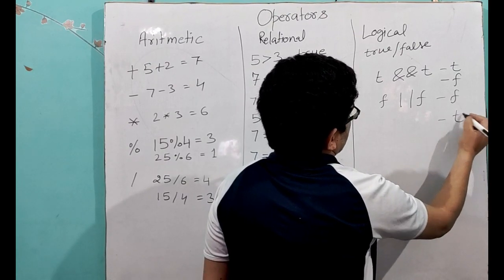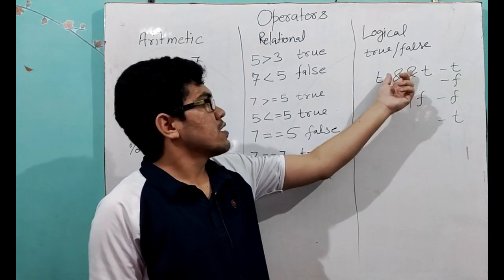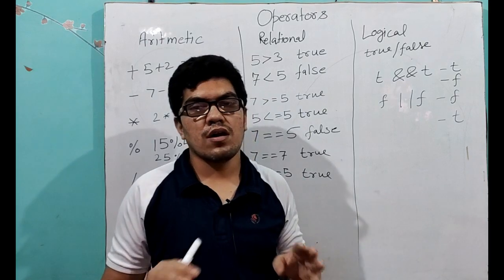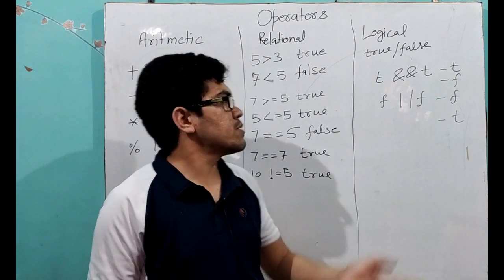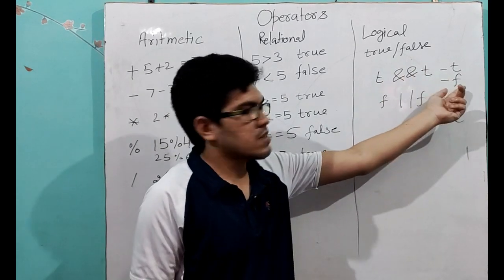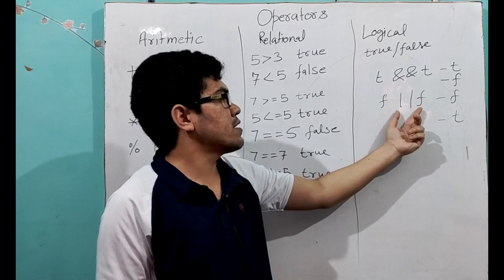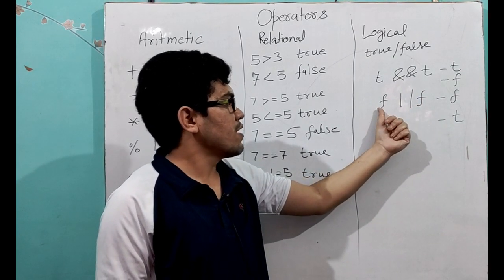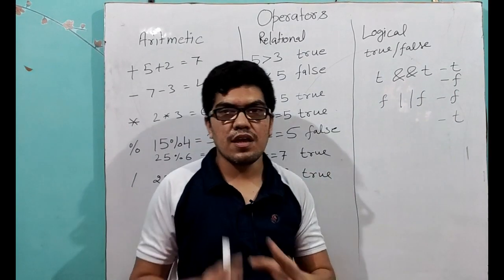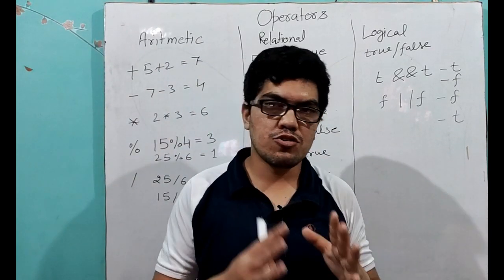Again, one more time I am explaining. The AND operator will give you true if both operands are true, otherwise false. It means if any of the operands is false, it gives false. Just opposite in the case of the OR operator: if both the operands are false, then the result will be false. If any of the operands is true, then the result will be true.